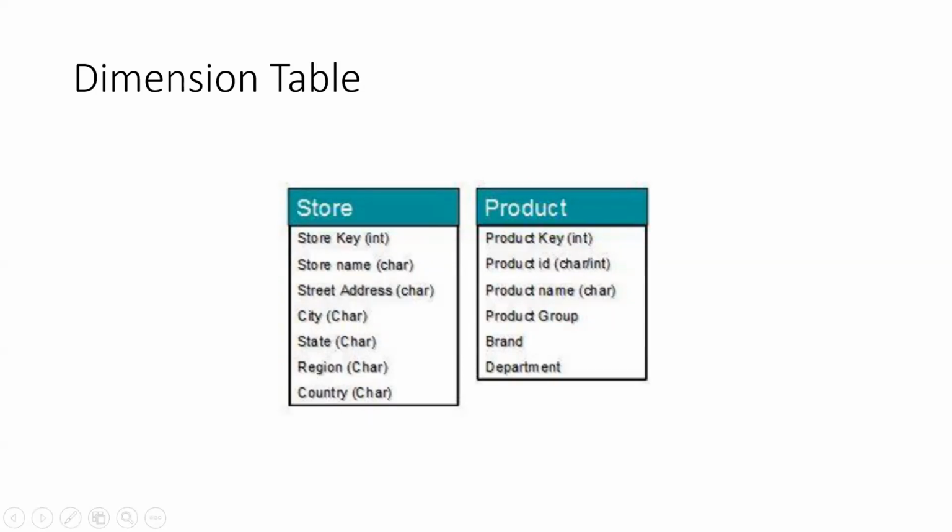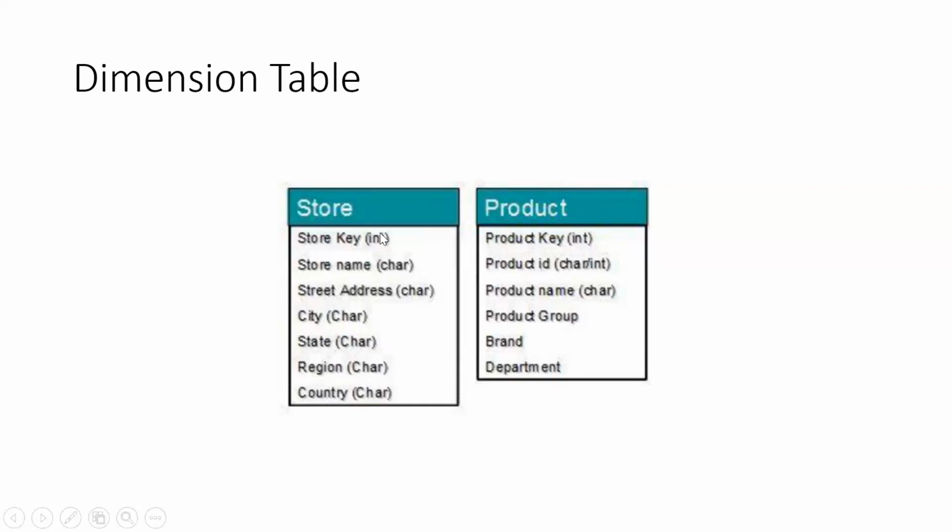Now you can think the dimension is very slow changing in nature. Maybe I am the owner of a company and I have a plant. For each product, I give a product ID, product name, product group, brand, department. Maybe in the last 1 or 2 months I haven't introduced a new product. If I introduce a new product, it should be entered in the source table or source database, and a new product key should be generated for that product. But dimensions are very slow changing in nature.